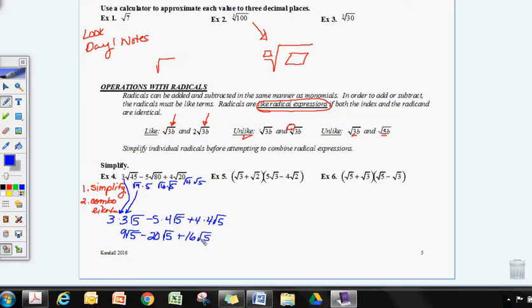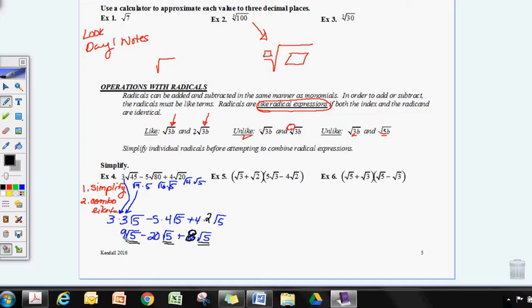Now, this is considered a like term. The root 5 is like the variable, the root 5 is like the variable. 9 minus 20 would give me negative 11. Negative 11 plus 16. Oops, Mrs. Kendall's got a boo-boo here. Nobody raised their hand and told me. What is the square root of 4? It's not 4, it is 2. So let's fix that. So that makes that 16 turn into an 8.